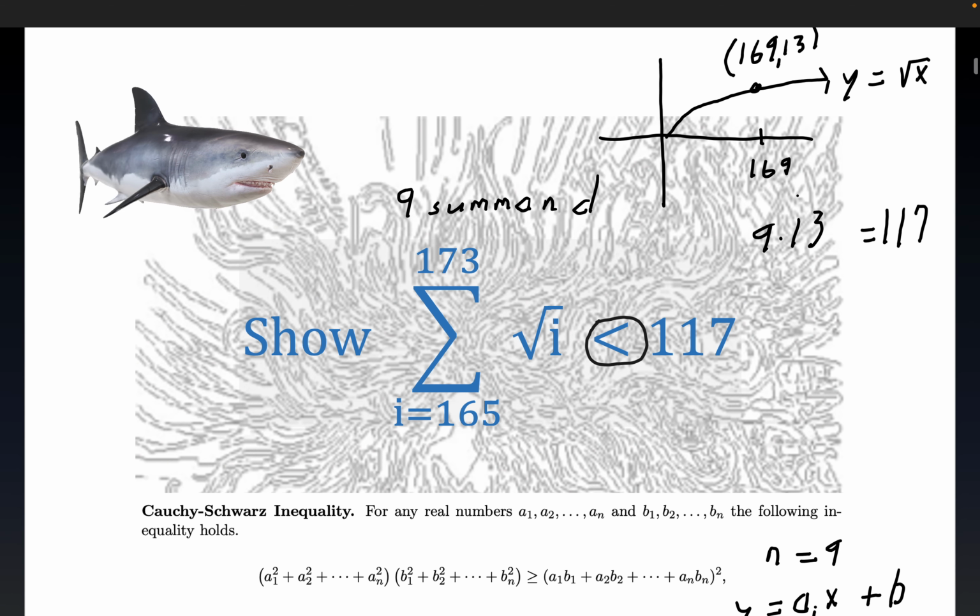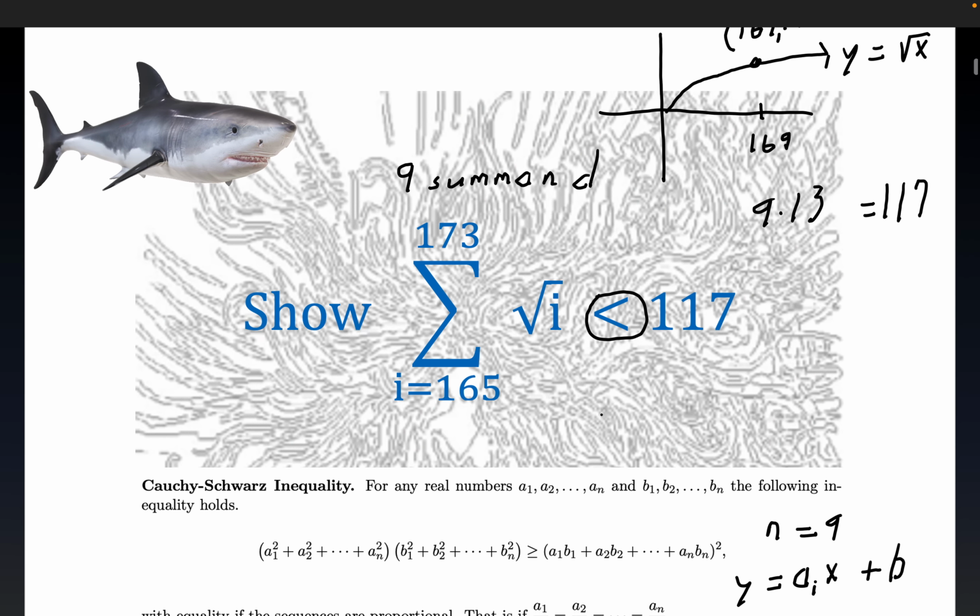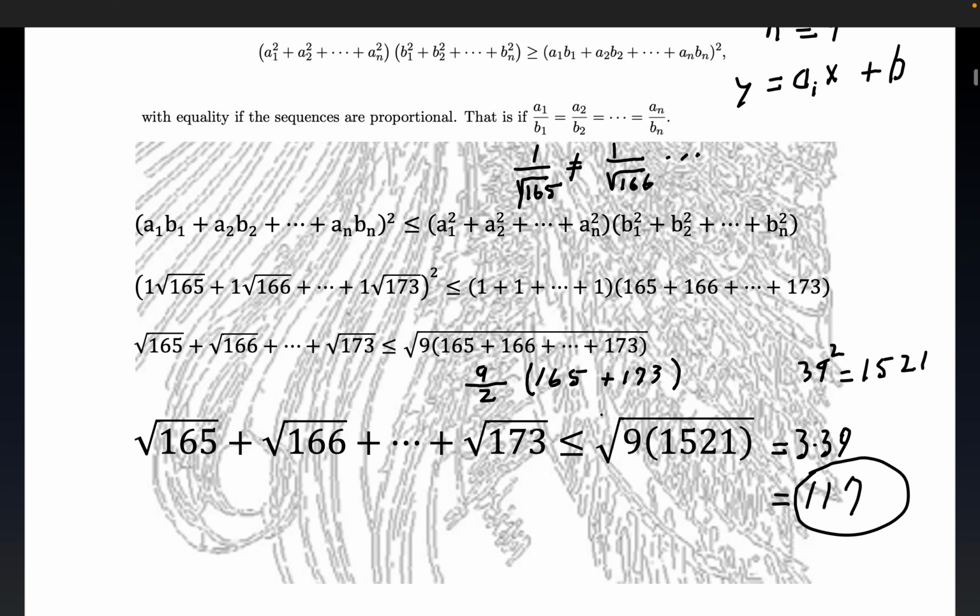I like this intuitive look right up here. You know, because the square root of 169 is in the middle, but this isn't linear. So the concavity of the square root function, the concave down nature of it, makes it very easy to believe that this would be less than 117, without going through this relatively tedious computation.